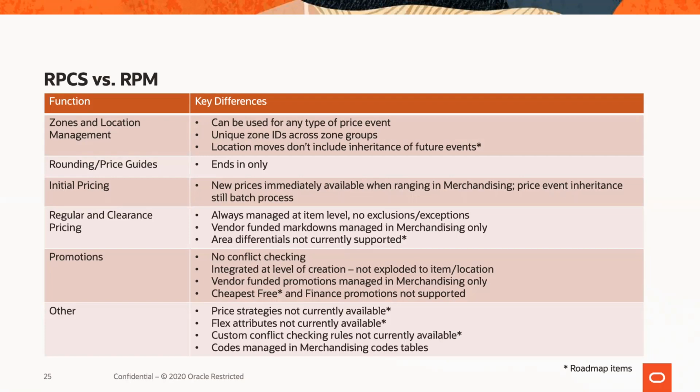For rounding rules or price guides, we do only have the ends-in capability right now, but we are looking at some expansion of that to allow something a little bit more like the ranges of pricing that RPM supports. As we've heard, some customers still would like to leverage some of that functionality. Initial pricing, I think I already mentioned, has a more immediate inheritance of price or setup of price in merchandising, unlike with RPM where there was the delay in batches that needed to run. Although the price event inheritance is still a batch process that's run in the background.